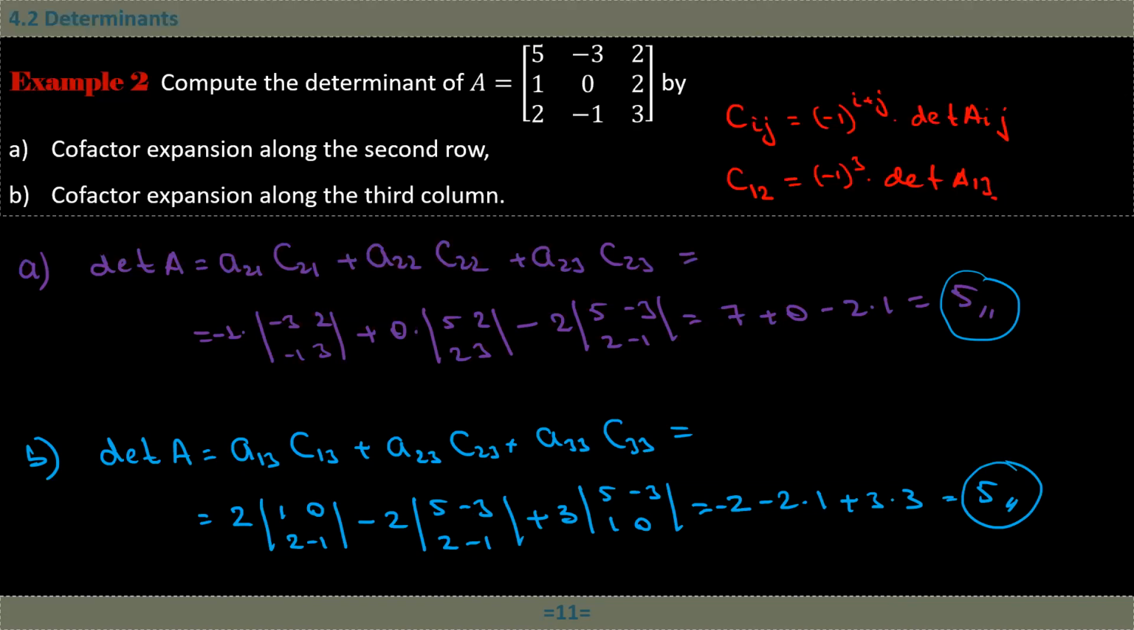Of course, you must have already realized which row or which column is the best way for cofactor expansion. And the answer is so simple: which row or which column contains the most number of zeros? You have to use that row or column to compute the determinant of the given matrix, because you don't have to do a lot of calculations.